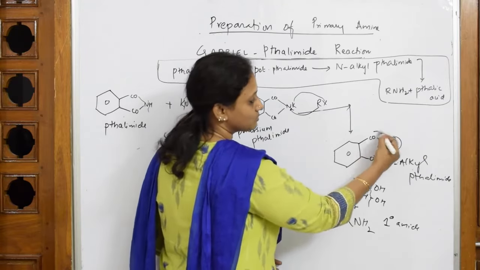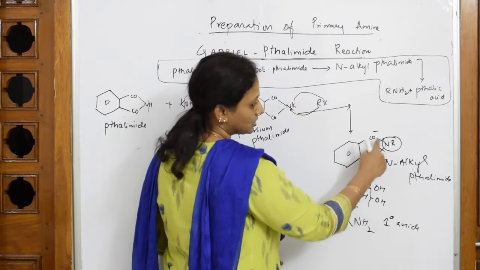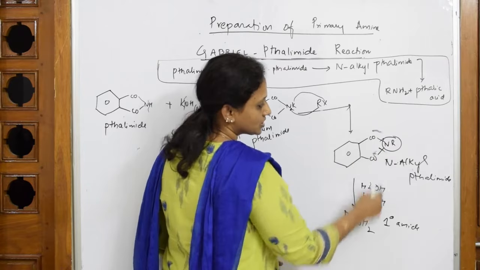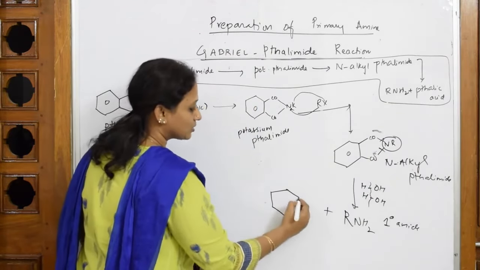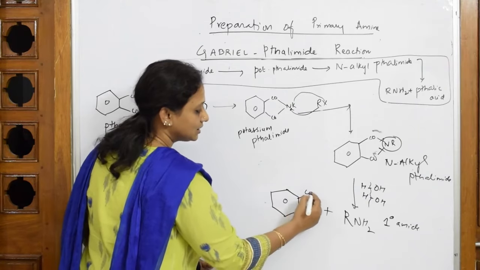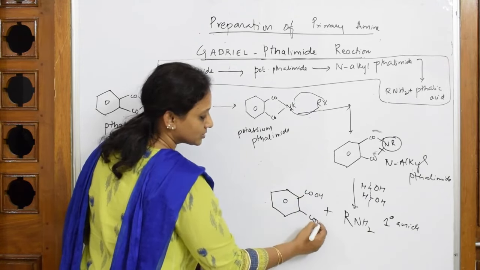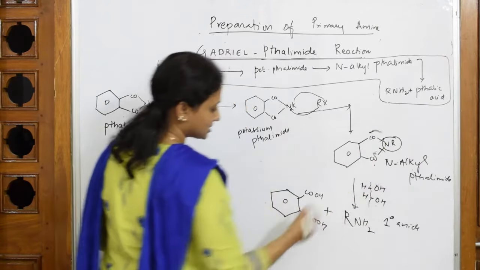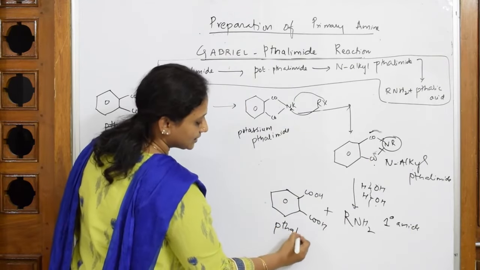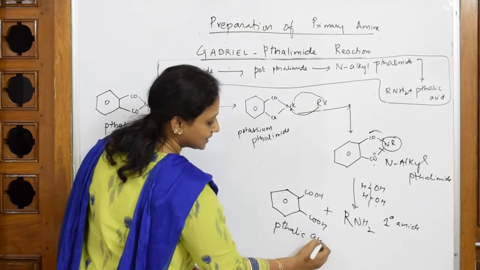So this becomes minus and minus, isn't it? So this one goes and joins to this CO group, and what do you get? You get a compound called phthalic acid. See here, COOH and COOH. This goes and attacks here. This goes and attacks here. This is called phthalic acid. P is silent, phthalic acid.